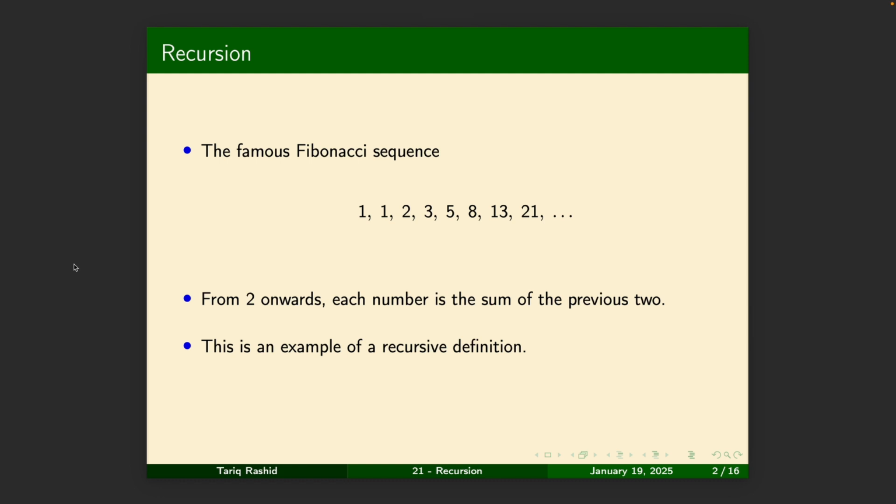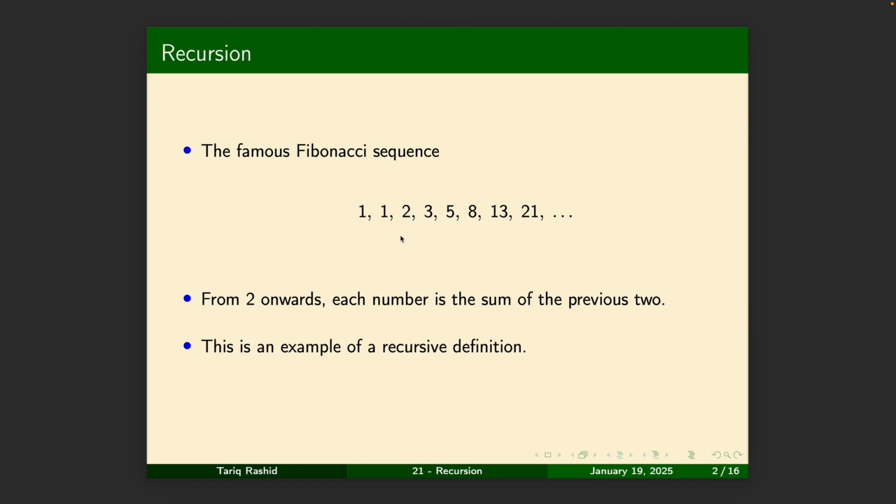The sequence is this one, and it goes on forever. Each number is worked out by adding the two previous ones. So 1 plus 1 is 2, 1 plus 2 is 3, 2 plus 3 is 5, and so on. You do have to start by defining the beginning in some way, so 1 and 1 are just defined. Then after that we follow that rule. So that's an example of a recursively defined function.